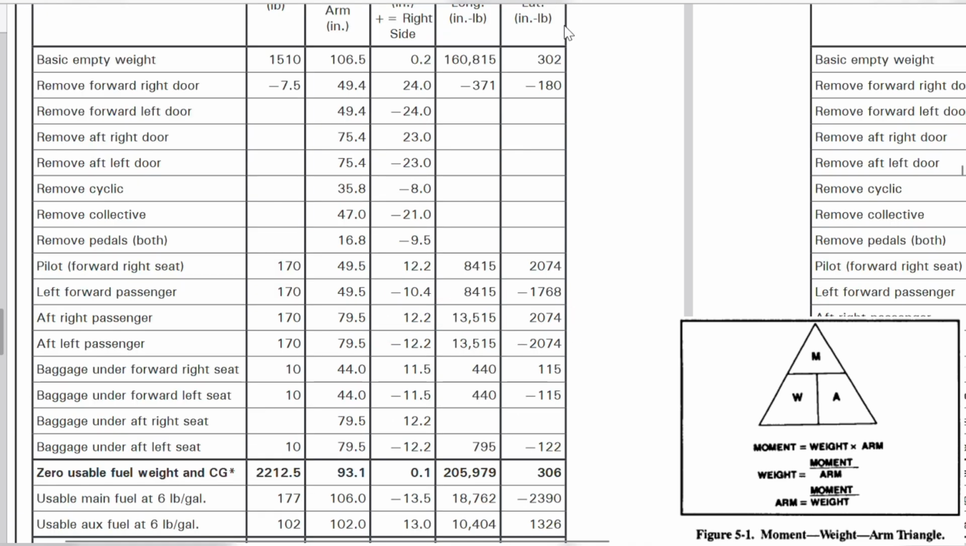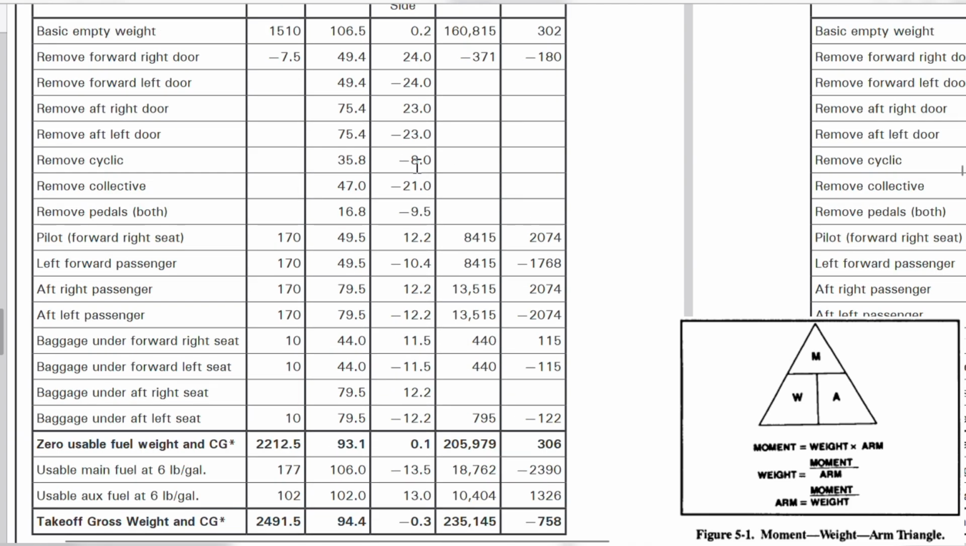Now what we do with all of those values is we're going to add the weight column up. We're going to add up the longitudinal moments, and we're going to add up the lateral moments. Do not add up arms, because if you add arms up, it will not work. It will mess the math up, and you'll end up with an answer that's wrong.